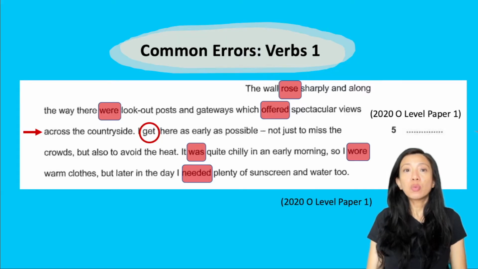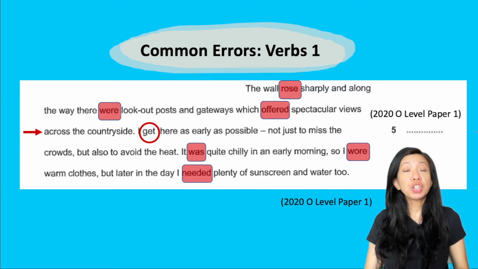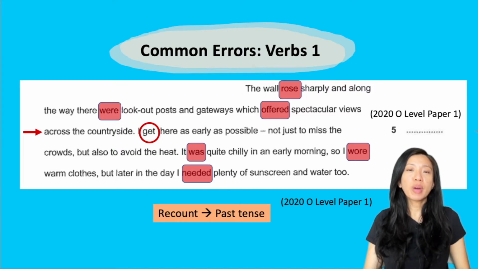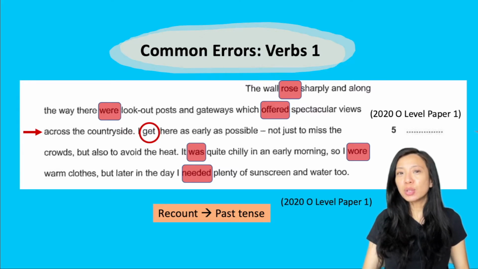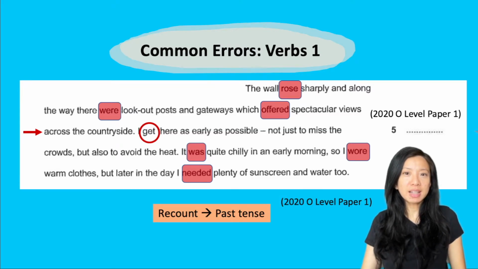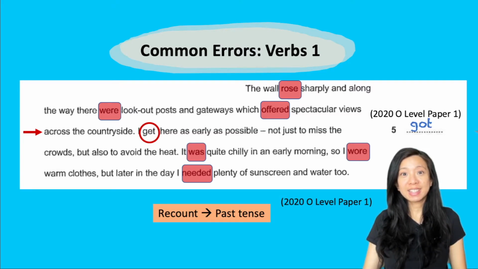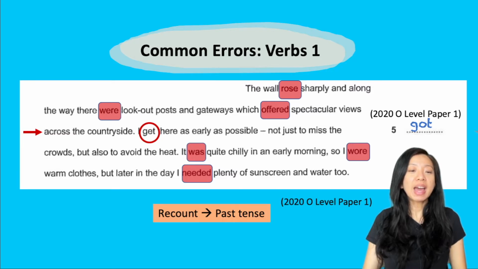Another thing is, remember that I told you need to identify the text type, which helps you identify which tense the text should mainly be in. This is a recount because the writer is telling us what he saw and what he did. Therefore, that's another clue that tells me that my answer should be in the past tense. Therefore, the correct answer should be 'got'. And the sentence should read, I got there as early as possible.